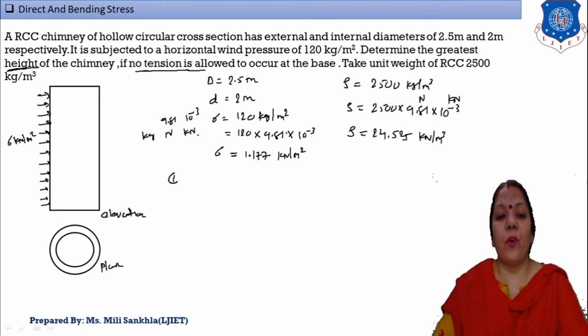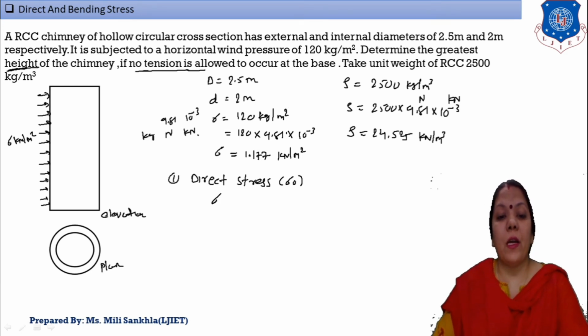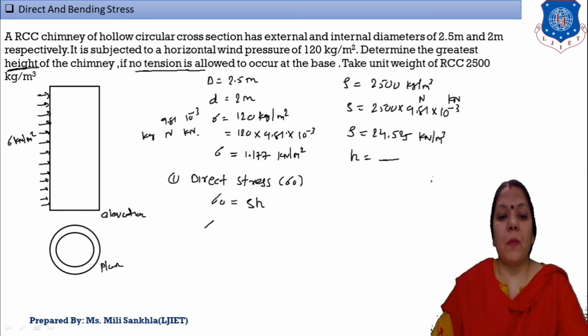So first of all we find out direct stress. One by one we find the height of the chimney, but first of all we find the required data to find the height of the chimney. Now sigma 0 is equal to density into height, but height is unknown here, so the value of this sigma 0 we get in terms of the unknown h.